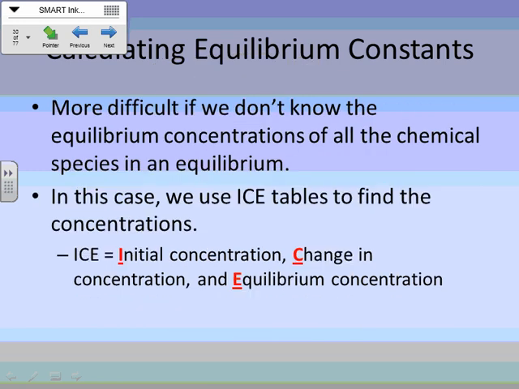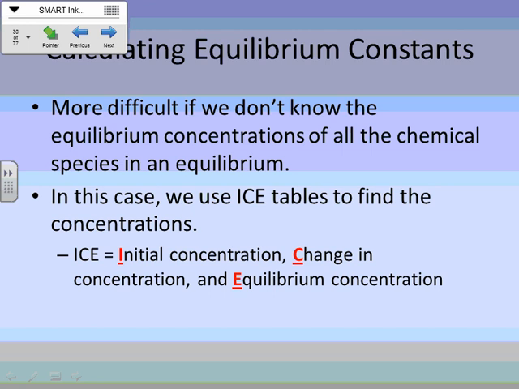Okay. Now here's where it gets a little bit harder. If we don't know the equilibrium concentrations of all the things in equilibrium, then we have to do a little bit of figuring here. In this case, we use what are called ICE tables. Now I think next year I might introduce ICE tables a little earlier in the year because I think they're useful. We kind of talked about them a little when we covered reactions in aqueous solutions, but that was a really long time ago, so I doubt that's fresh in your mind. ICE stands for initial concentration, change in concentration, and equilibrium concentration, right?